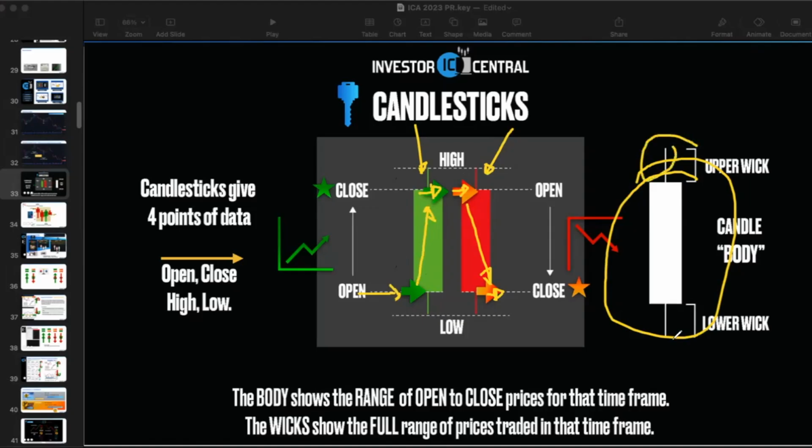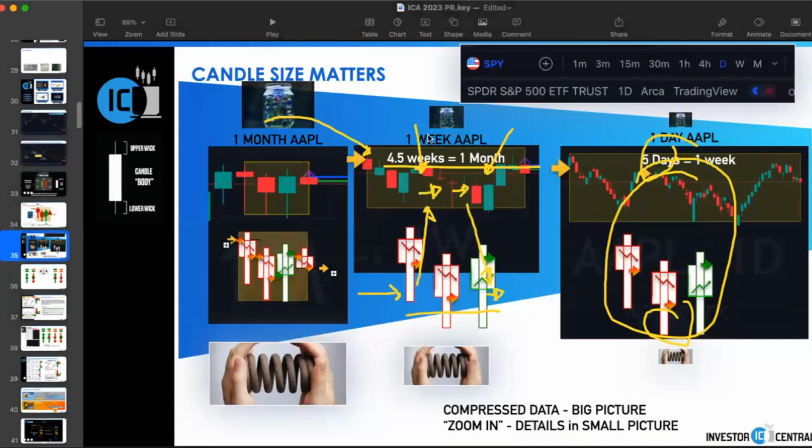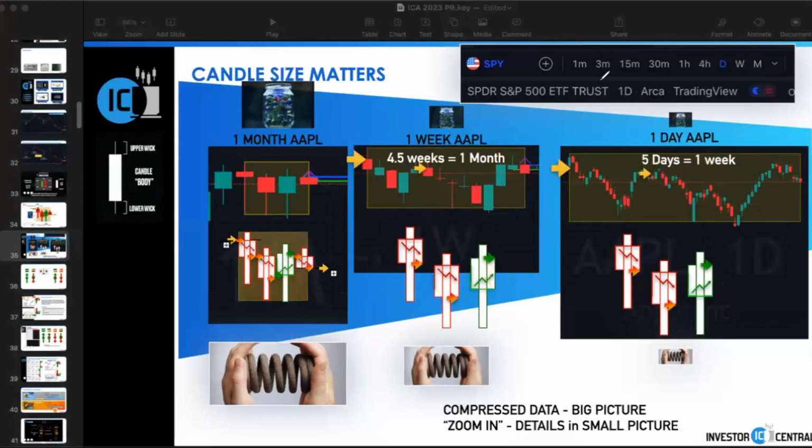Then the wicks are going to show you where the highs and the lows of that time frame are. Now, remember when we talked about the marble jar, these candlesticks can be depicted in many different time frames and formats. What that means is something can be charted out, for example, on a larger time frame of Apple here, of 1 month candles.